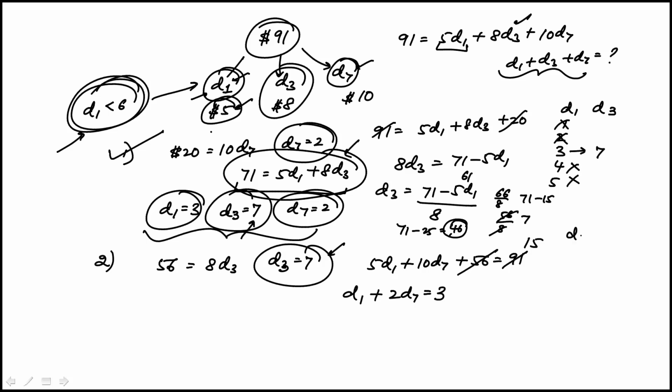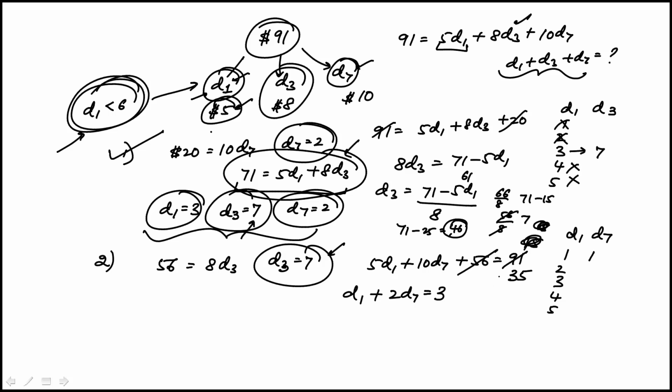So again, I'm going to systematically go through these values to make sure they're multiple or unique. So if D1 is 1, then D7 would be 1. Let me just make sure I haven't made a mistake. Yeah, I have. I kind of suspected that because these values are not consistent. So here's the mistake. And this can happen in the exam. 91 minus 56 is not 51. It's actually 71 is the sum. So this actually needs to be 35.